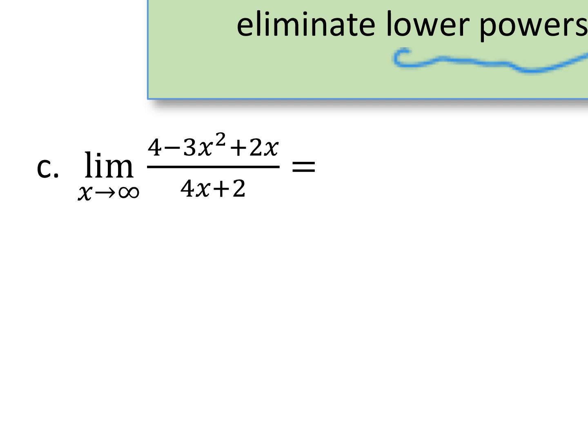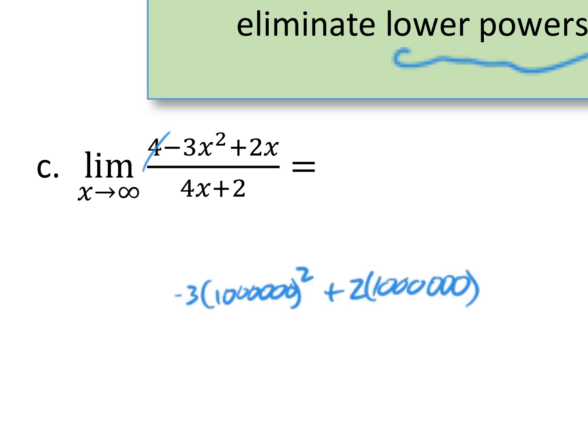So here we have an expression going to infinity. Again, that 4 doesn't matter because as x goes to infinity, 4 is going to be worthless. Well, what about this x? If we have x squared, when we plug in a large number like 1,000,000, we'll have negative 3 times 1,000,000 squared plus 2 times 1,000,000. Now 1,000,000 is pretty big. I wouldn't mind having $1 million.